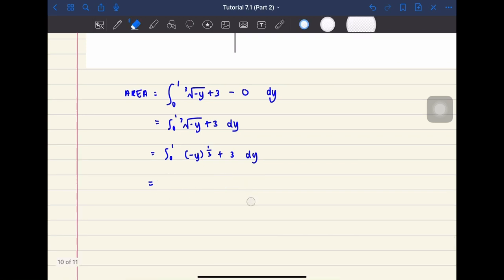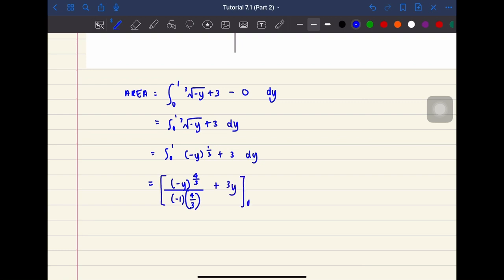I think this one, the negative we cannot bring out. Why can't we bring it out? Because it has a power there. This is actually a linear function with a power. So when a linear function has a power, it is negative y, and the power increases by 1 to become 4/3. Then we divide by two things: the first is 4/3, and the other is the derivative of the inside, which is negative 1. Yes. From 0 until 1.